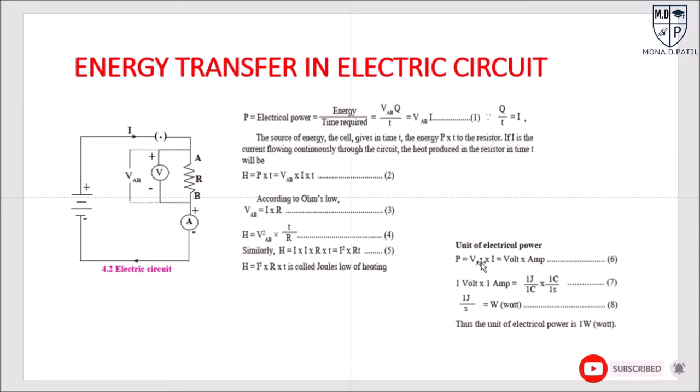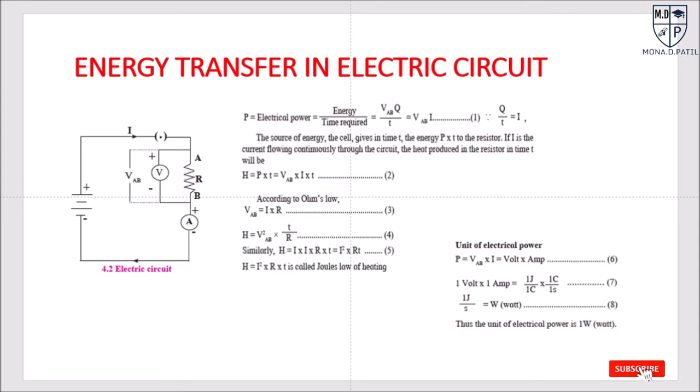So power is equal to V into I, that is volt into ampere, which is given here as the sixth equation. Now 1 volt is equal to 1 joule upon 1 coulomb, and 1 ampere is equal to 1 coulomb upon 1 second, that is time. Here 1 coulomb will be cancelled and we will get the unit 1 joule upon second, which is another name for the watt. So the unit of electrical power is 1 watt.